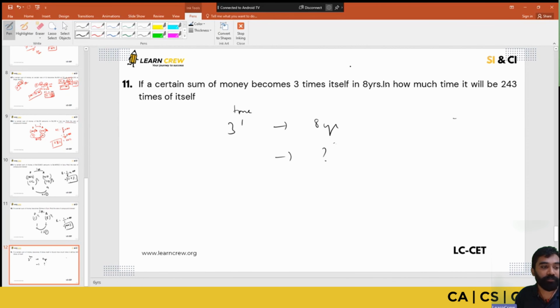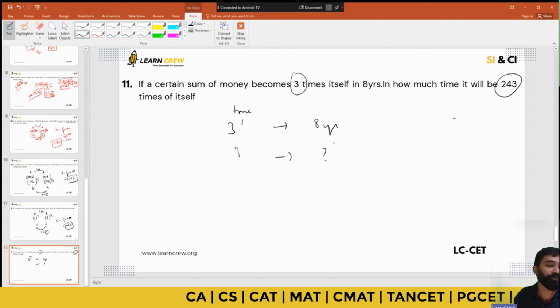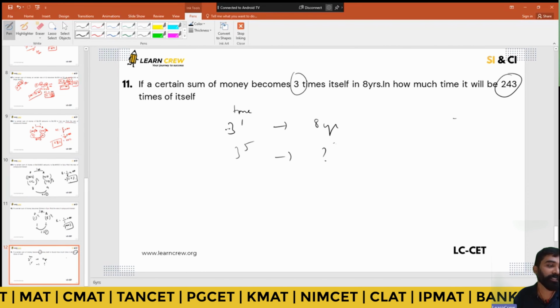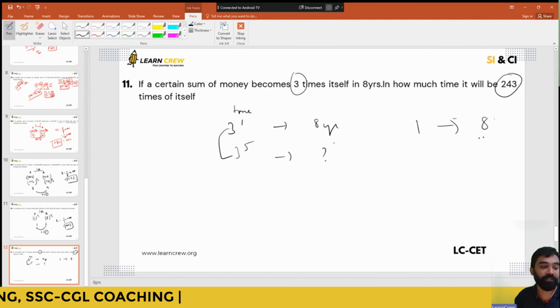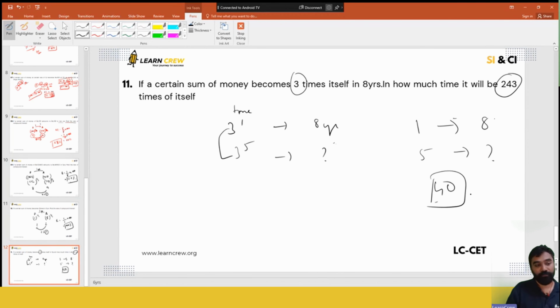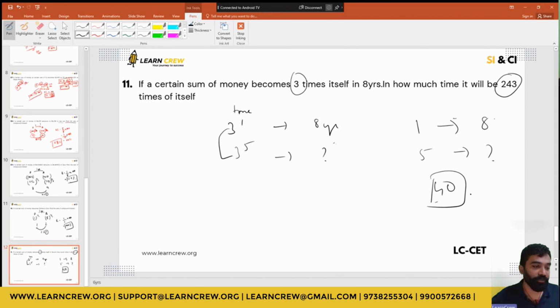Write 243 in terms of 3. This is going to be 3 power 5. Now the bases are the same. If the bases are the same, you can do it as 1 is equal to 8 years, and 5 is equal to how much? This will give you 40. So it is going to be 40 years. In that way, if you do 81 into 8, it is going to give you 6,400. That will become way too complicated.